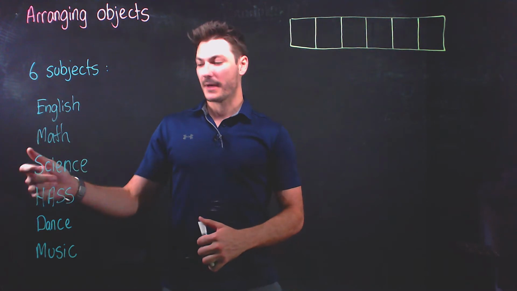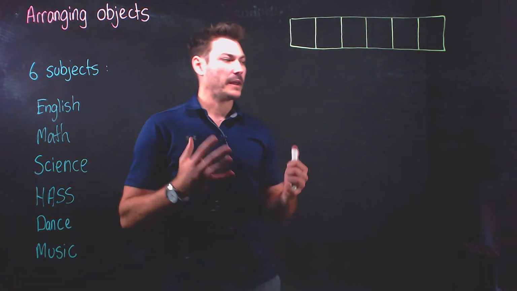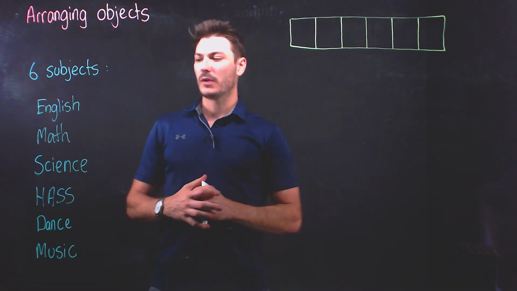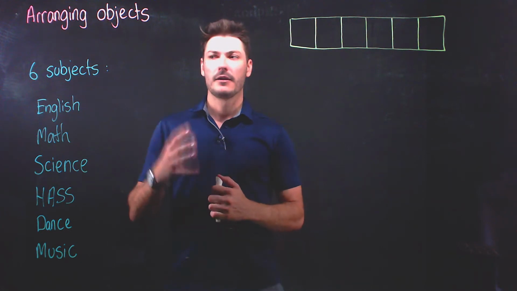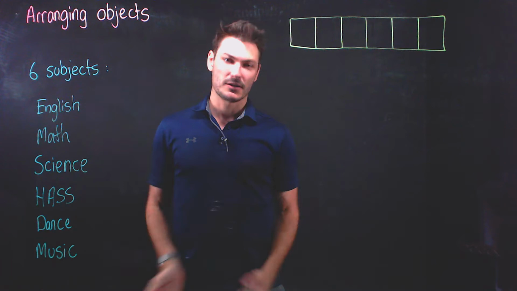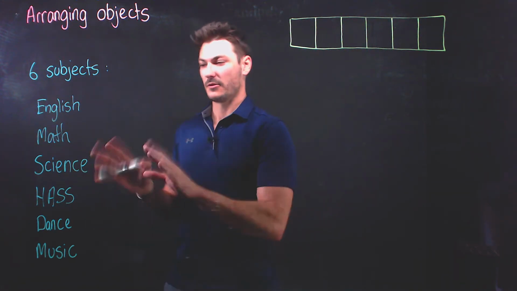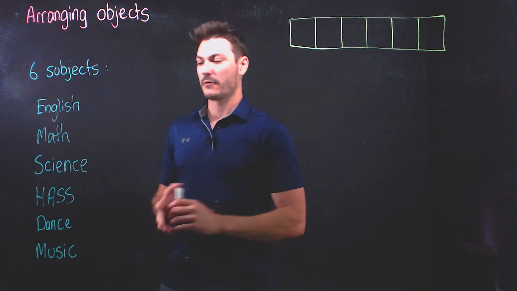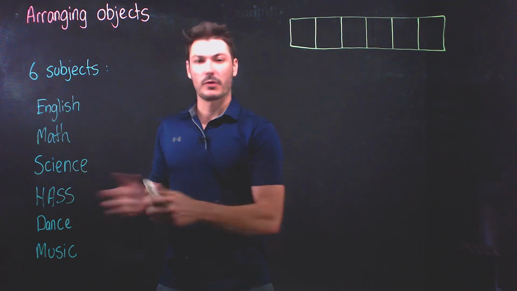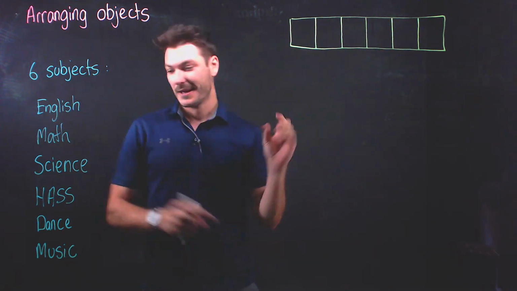They've got English, maths, science, HAS, dance, and music as their 6 subjects. And let's say that they're deciding to calculate how many ways there are for them to arrange these subjects in terms of their favorite teachers. Now, for this example, we're going to pretend that maths is not the best subject, not everyone's favorite. We're going to pretend that. But, okay, let's figure out how many ways to arrange it. So, first we're going to do it graphically, then we're going to use factorials.